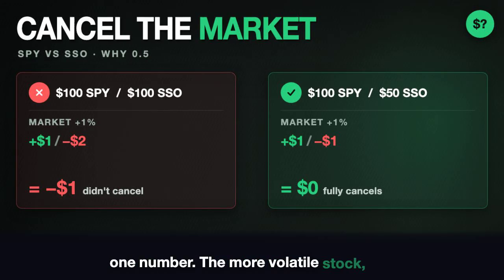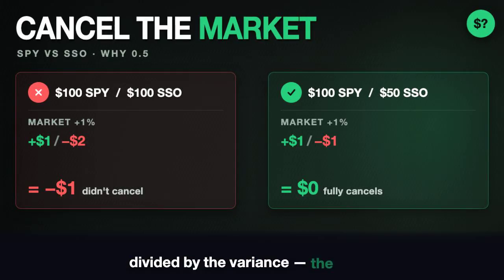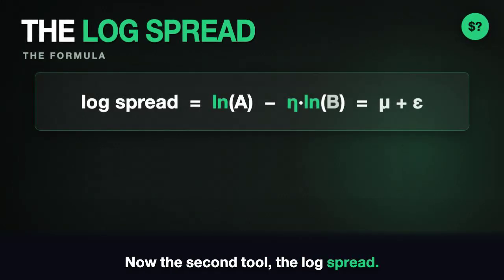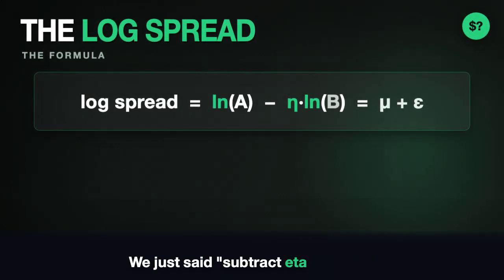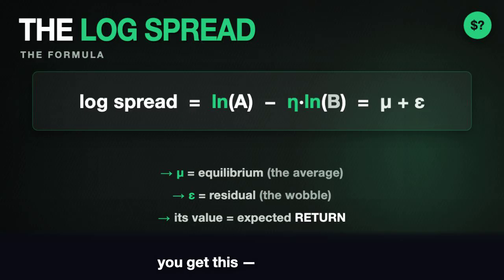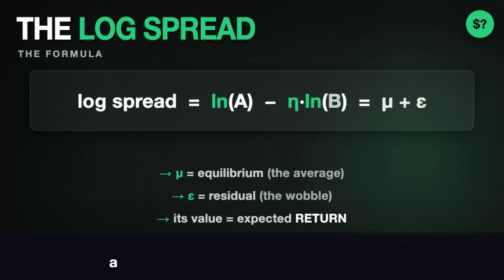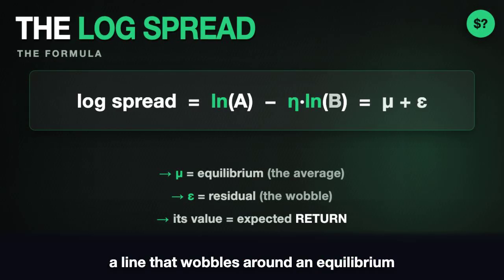The more volatile stock you hold less of. You compute it as the covariance of the two log prices divided by the variance, the same idea as a beta in statistics. Now the second tool, the log spread. We just said subtract ETA times the other. Do that with log prices and you get this. The log price of A minus ETA times the log price of B. That's the log spread, a line that wobbles around an equilibrium by the residual.